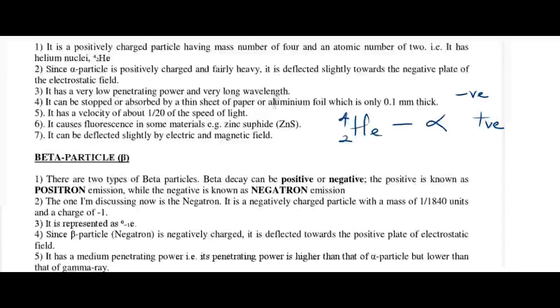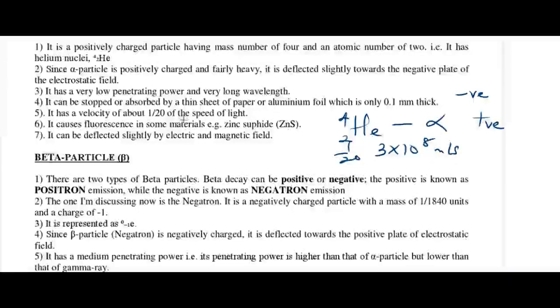Alpha particle has low penetrating power. It cannot travel so fast. That is the meaning. And the barrier, what stops it, is a sheet of paper or an aluminum foil. So it has low penetrating power and it can be stopped or absorbed by a thin sheet of paper or aluminum foil, which is only 0.1 millimeter thick. Then number 5, it has a velocity of about 1/20 of the speed of light. Speed of light is 3 times 10 raised to power 8 meter per second. So 1/20 of this is the velocity of alpha particle.